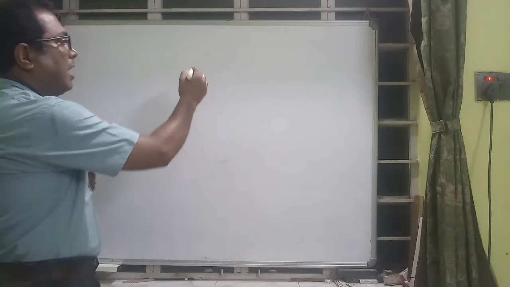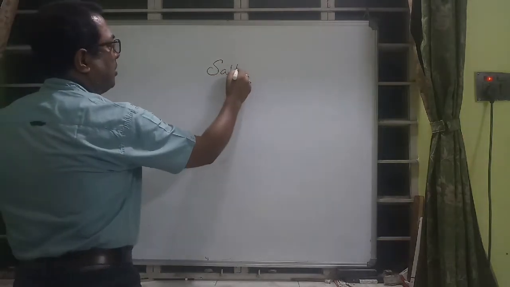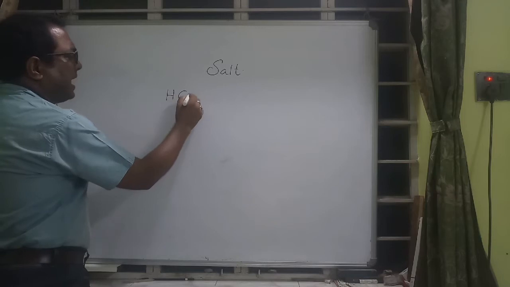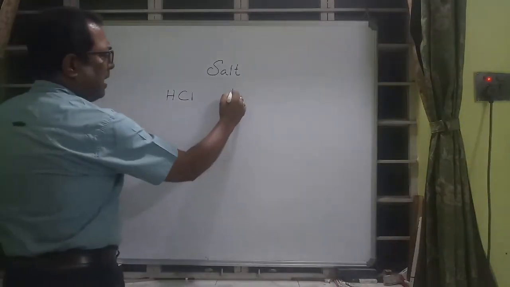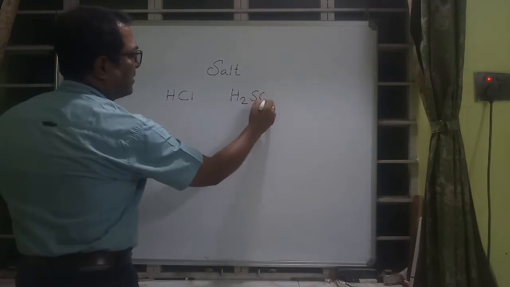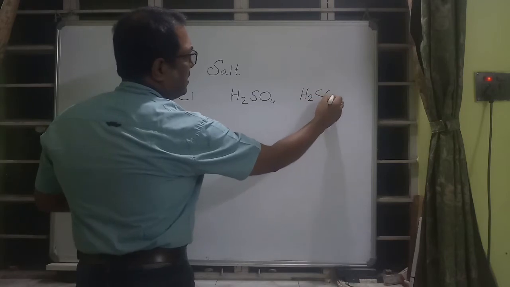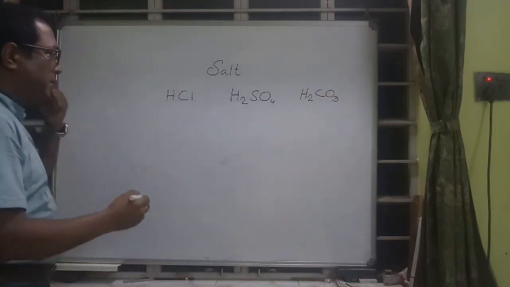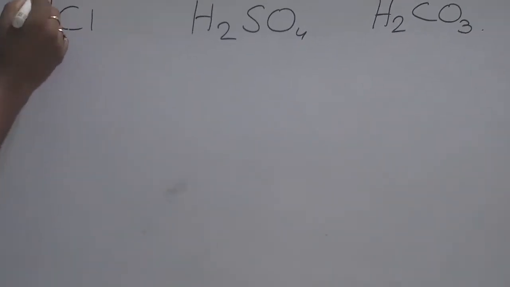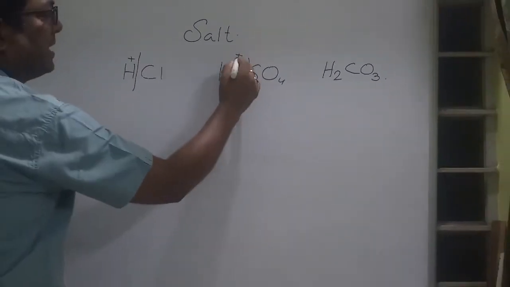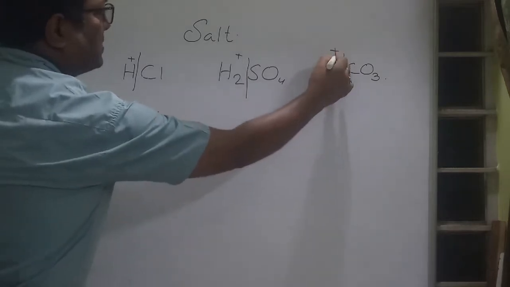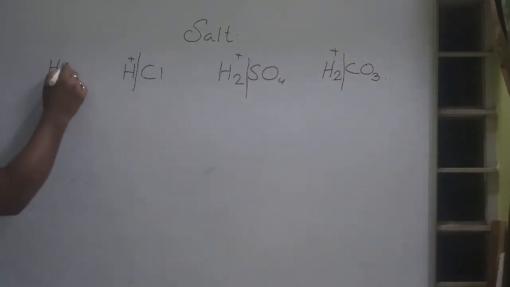So let us see how the salt is formed. I can state an acid, hydrochloric acid. I can state an acid called sulfuric acid. I can also state an acid which we call carbonic acid. Now, this is the ionizable part in each of them. If I take HNO3, then hydrogen is the ionizable part.